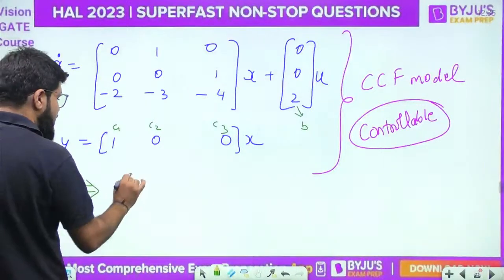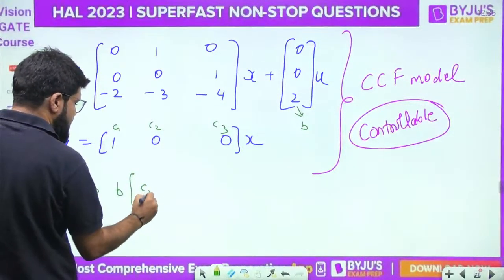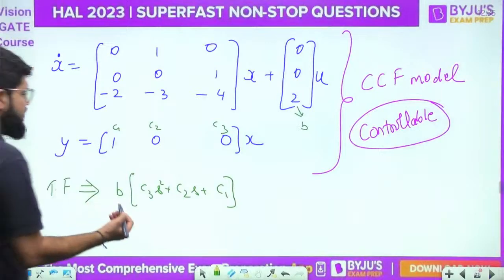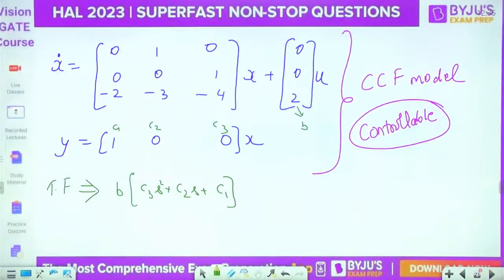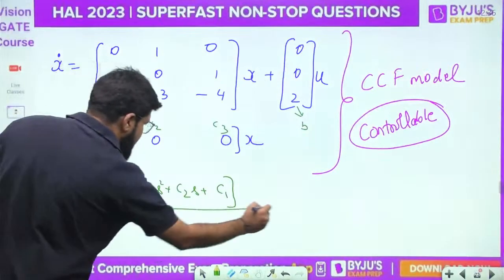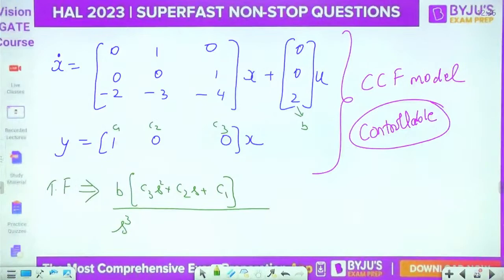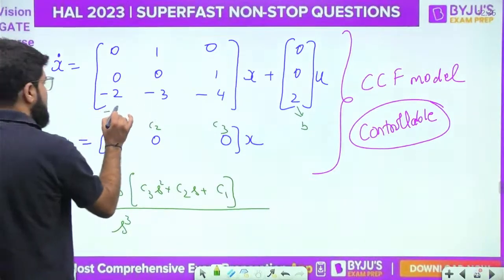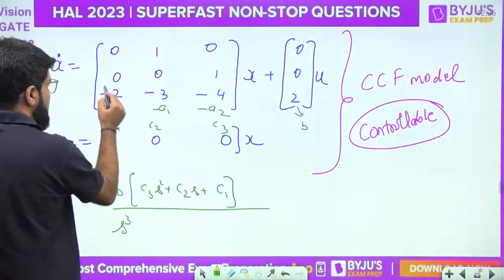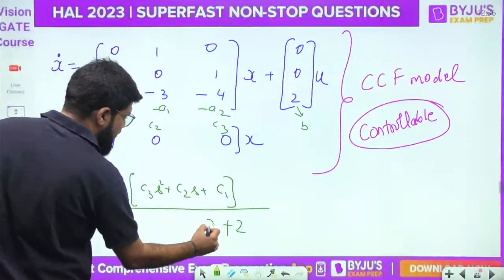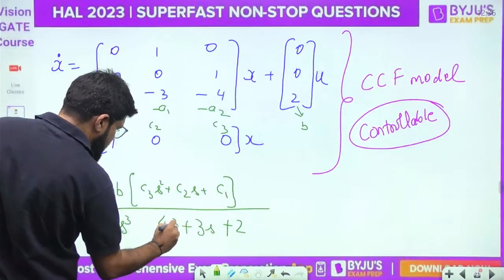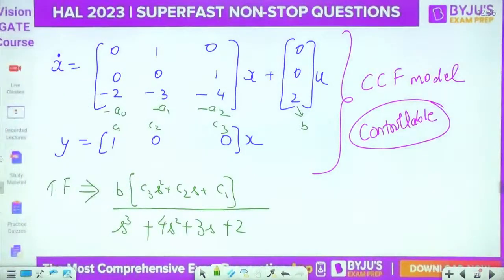B into C1 is the constant term, so we can start from here: C3s square plus C2s plus C1. C1 is the constant term actually. So C1, C2, C3 divided by s cube, and definitely it is going to be a cubic equation, with minus A0, minus A1, minus A2. A0 is the constant term, and its value will be 2. Then we go in reverse: the next term is 3s, then 4s square, then s cube. This is how the equation is.